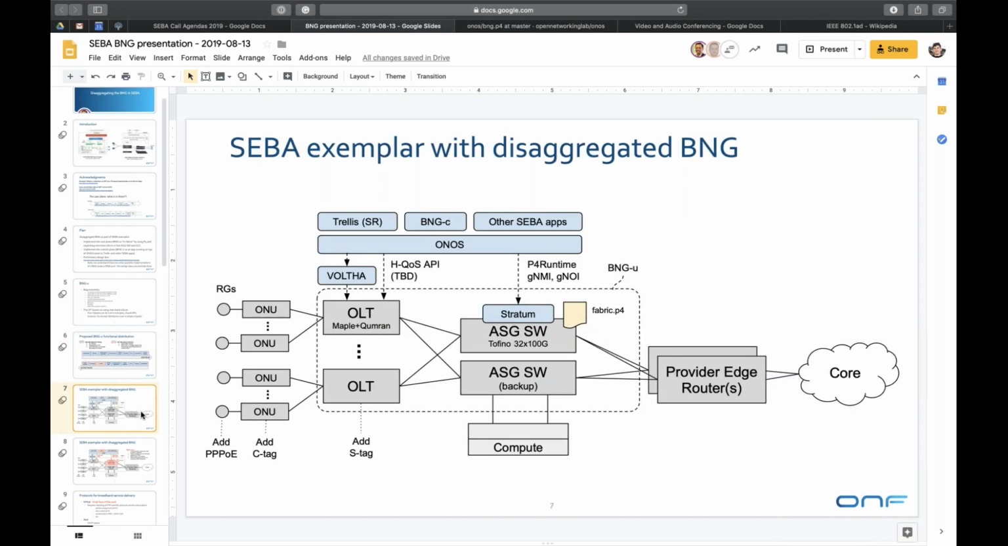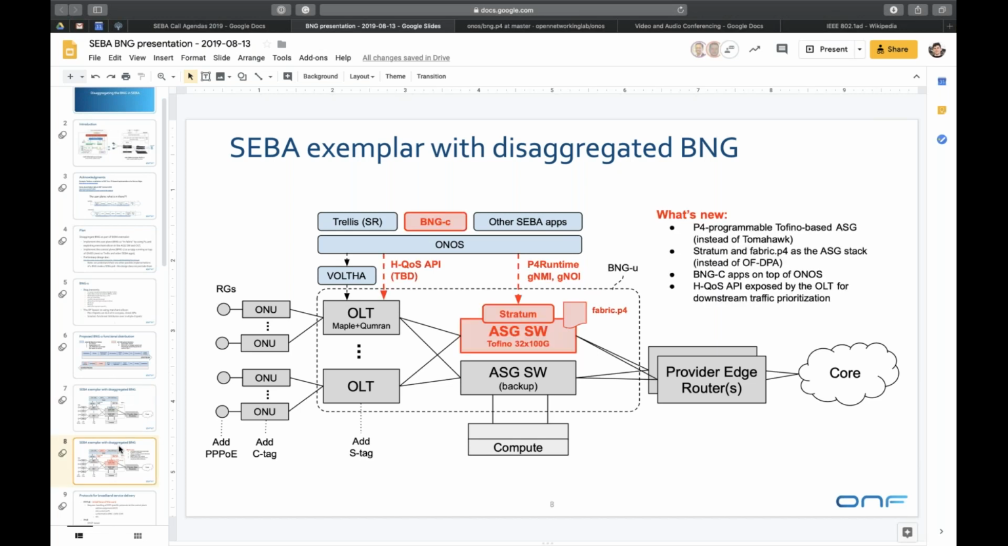So having said so, this is the resulting architecture of the SEBA exemplar platform with disaggregated BNG. This looks like the existing architecture for SEBA exemplar, so let me highlight what's new in here. First of all, we replaced the existing Tomahawk-based aggregation switch with a Tofino-based ASG switch, which runs Stratum and Fabric.P4 as the switch software stack instead of OFDPA in the SEBA exemplar today. Because we're using Stratum now, the protocol to control the switch is no longer OpenFlow, but we're using things like P4Runtime for managing forwarding state, and gNMI and gNOI for configuration and operation.